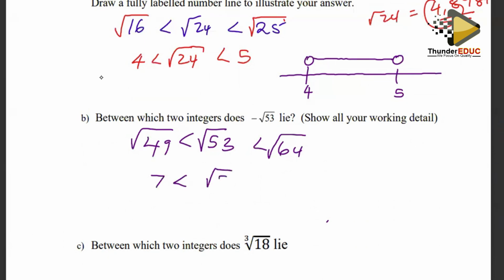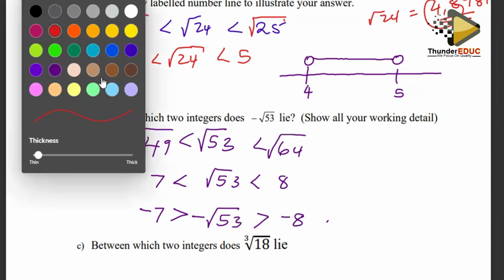Square root of 53, and then less than square root of 8. Now, when I introduce my negative, multiply through by the negative, so it's going to be a negative 7. The inequality symbol must change to greater. The negative root 53, and then greater than negative 8.